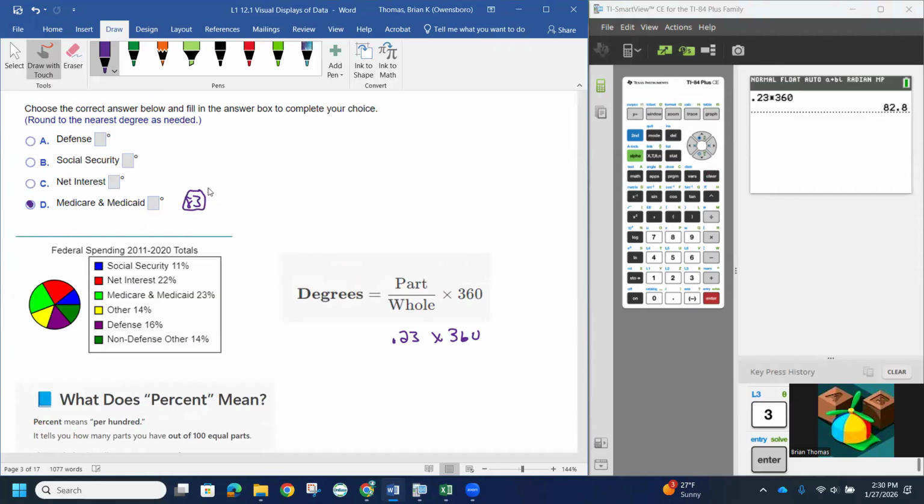So 83 degrees would be about what this angle is. And that's not bad because it almost looks like it's a right angle, because a right angle makes an L shape, and that's just a little short of an L. So 83 degrees sounds reasonable for that question.